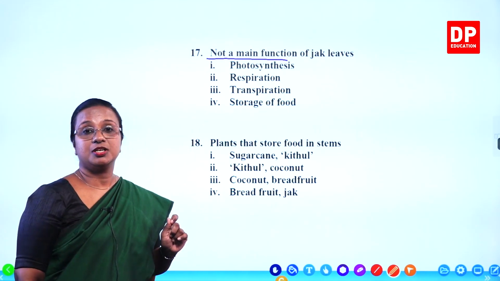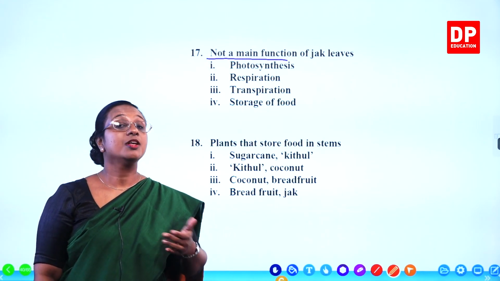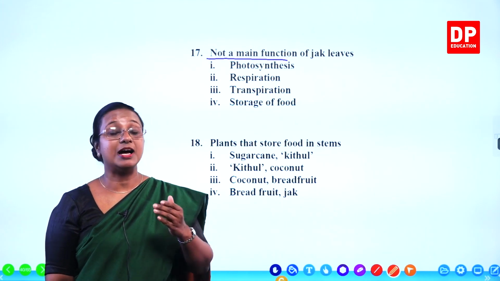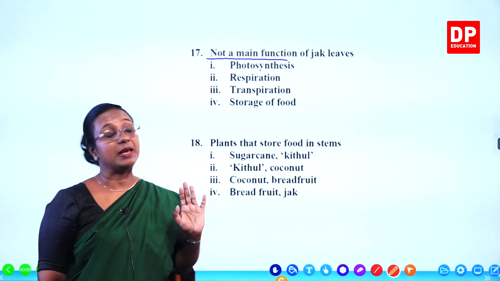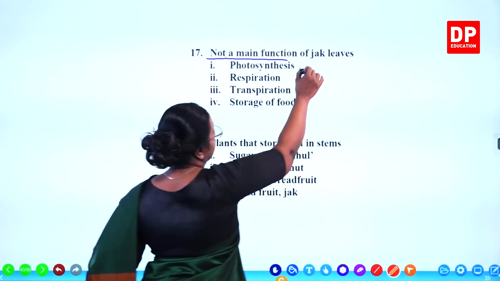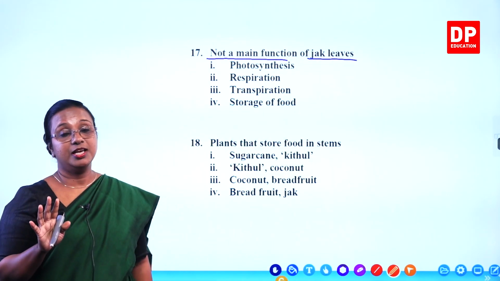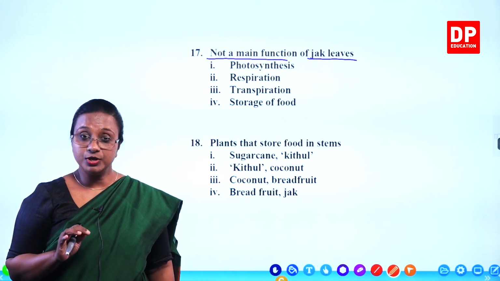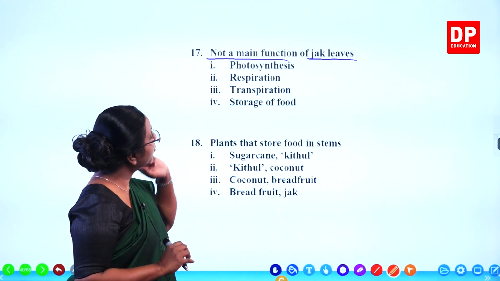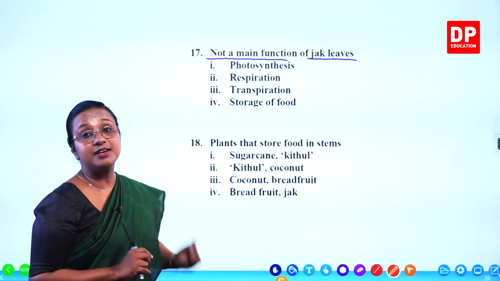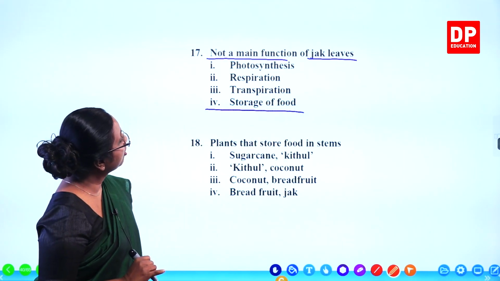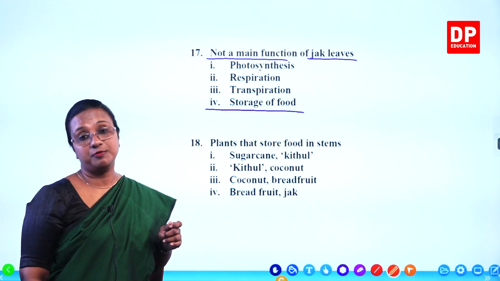Then transpiration. How does transpiration take place? Through the stomata, water evaporates. So that is also happening in all the plants with leaves. So that is also a main function. Fourth one, storage of food. Now this is the jack leaves. You have to look at the example carefully. Jack leaves, do they store food? No. So they don't carry out that function. They do photosynthesis, they do respiration and transpiration, but they don't store food. So not a main function of jack leaves, it is storage of food.